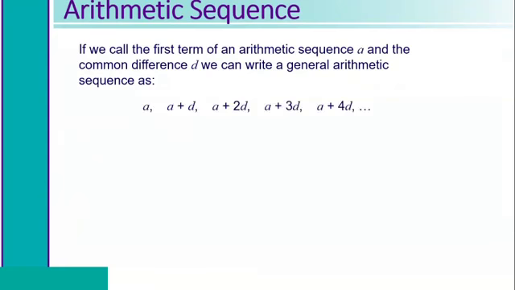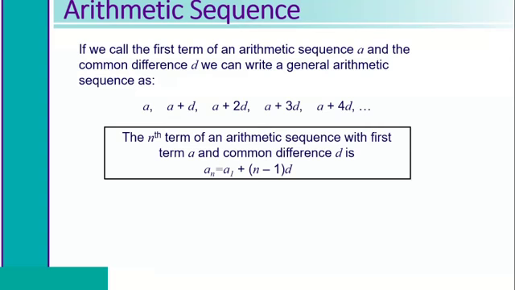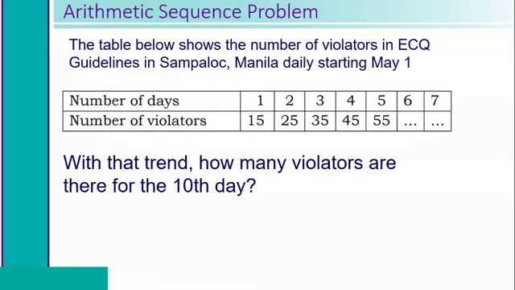If we call the first term of an arithmetic sequence a and the common difference d, we can write a general arithmetic sequence as a, a plus d, a plus 2d, a plus 3d, and a plus 4d. So this is our first term, second term, third term, fourth term, and fifth term. The nth term of an arithmetic sequence with first term a and common difference d is given by the equation a sub n is equal to a sub 1 plus (n minus 1) times the common difference.